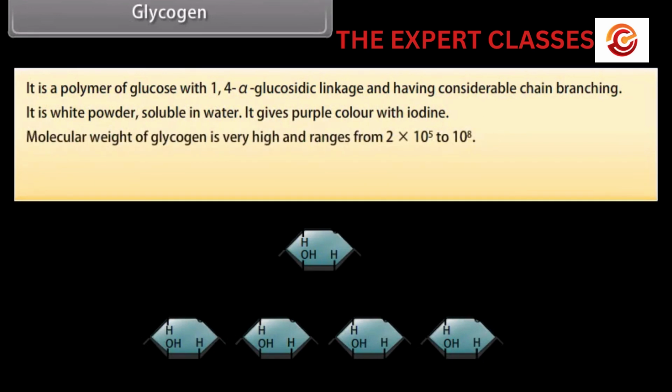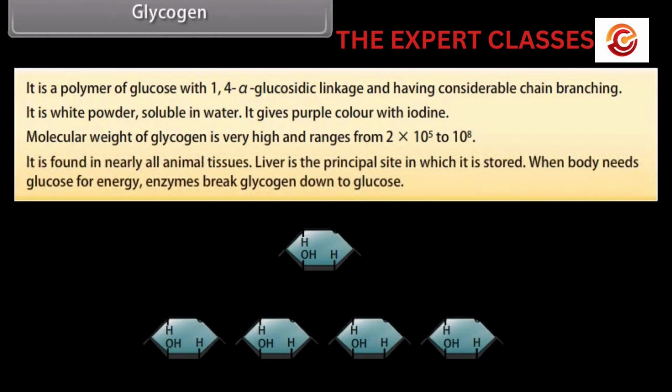Molecular weight of glycogen is very high and ranges from 2 × 10^5 to 10^8. It is found in nearly all animal tissues. Liver is the principal site in which it is stored. When body needs glucose for energy, enzymes break glycogen down to glucose.